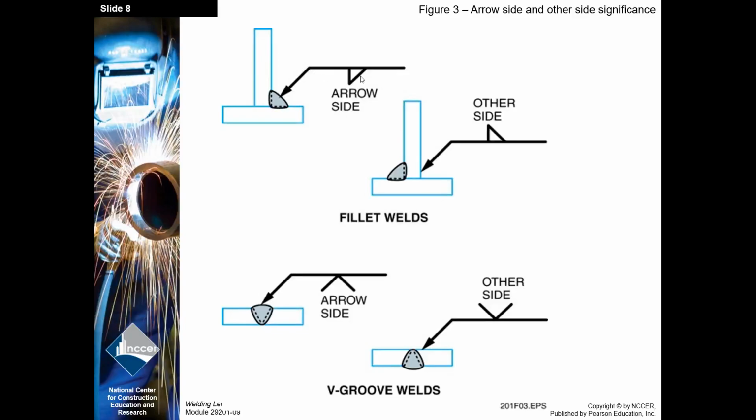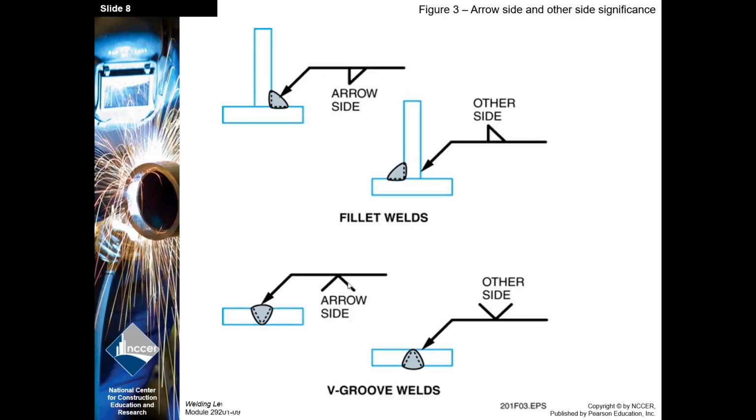Anything referenced on the bottom side of the reference line indicates arrow side. Anything referenced on the top of the reference line indicates other side. So notice this arrow is pointing to the same location on this T-joint. However, the fillet symbol on the bottom means the weld goes on the arrow side, and the fillet weld on the top indicates that it goes on the other side of where the arrow is pointing.